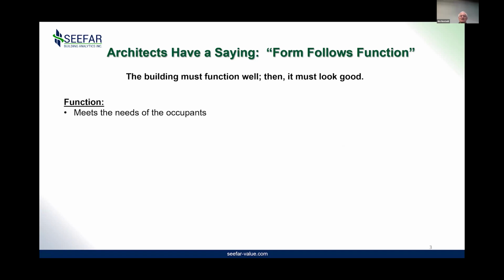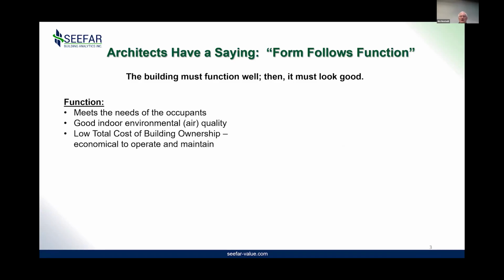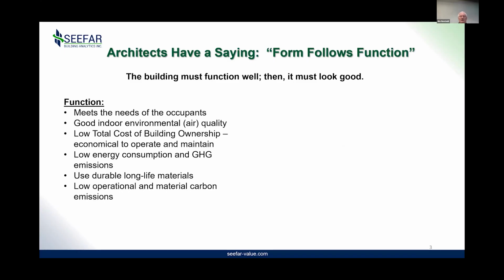Well, it has to meet the needs of the occupants. It has to have good indoor environmental or air quality. It has to have a low total cost of building ownership so that it's economical to own and operate. It has to have a low energy consumption and greenhouse gas emissions. And we have to use durable, long life materials, or otherwise the building won't last and it will cost you more. And we also want to have low operational and material carbon emissions.